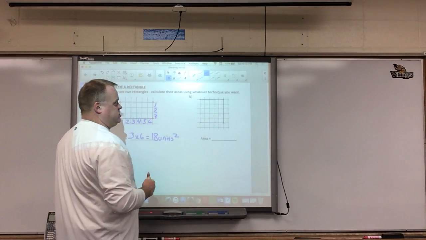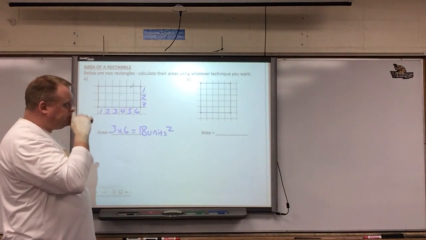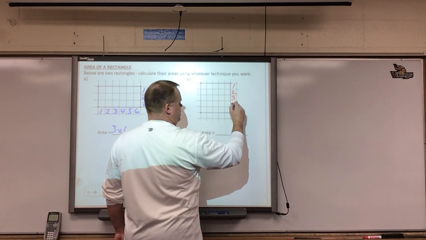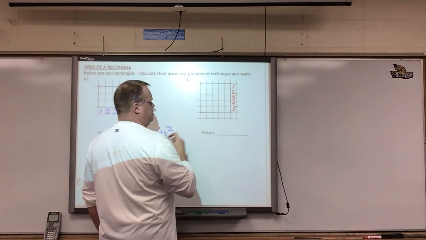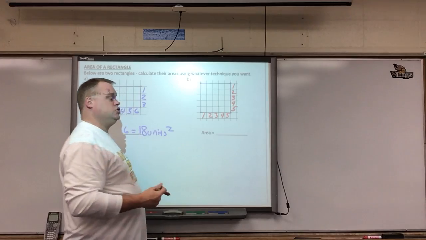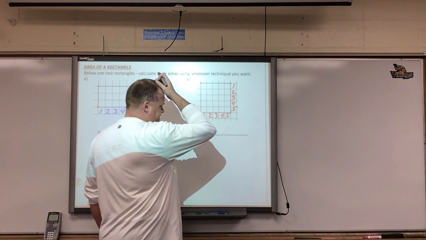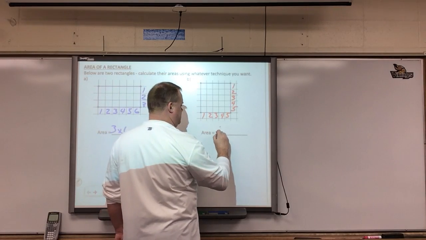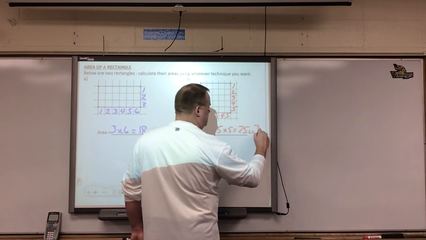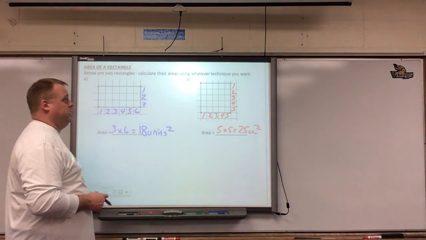Looking at B, I'll do this in a different color. It looks like I've got a square, but I'm not positive. Let me put this in full screen. Okay? Not positive, but let's count. Well, I've got 1, 2, 3, 4, 5 down. 1, 2, 3, 4, 5 across. Sure enough, I've got a square here. How do I know that? Because it's a 5 by 5. Everything's going to be the same, which makes it a square. So 5 times 5 is 25 units squared. Told you I would just go ahead and abbreviate to U, so this is units squared. All right.